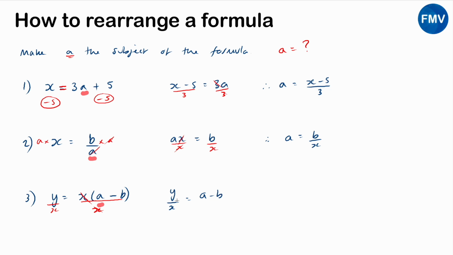I've now got y over x is equal to a minus b. Now remember, my aim is to find a. So in this case, I want rid of the minus b. So I add b to both sides of these equations, so they cancel. I've now got a equals. So therefore, a equals y over x add b.